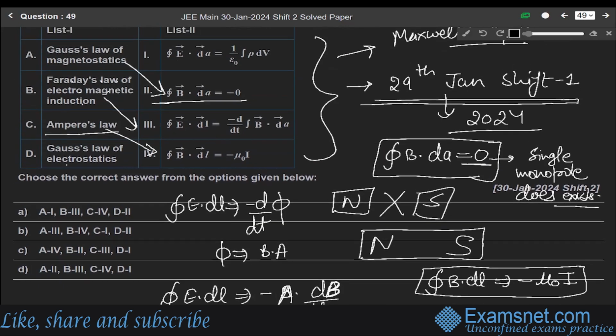So the fourth D matches with the option A. So the correct answer is option D.